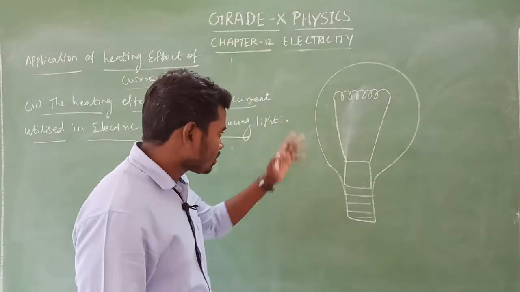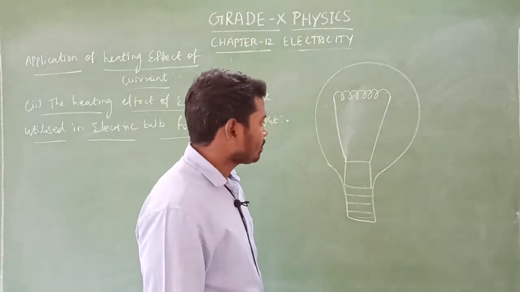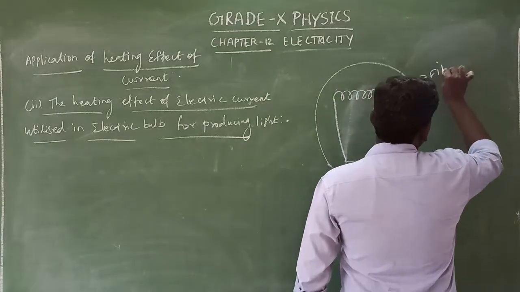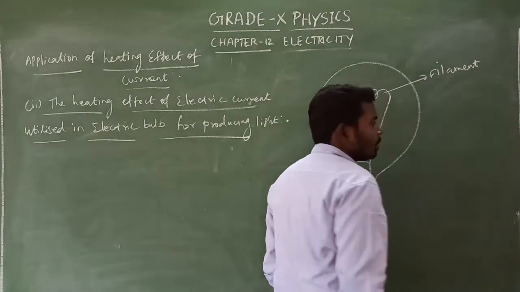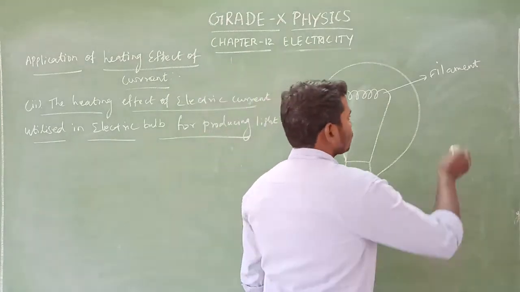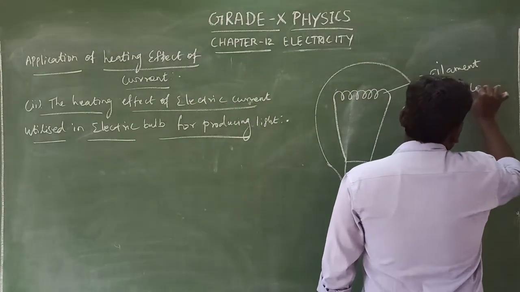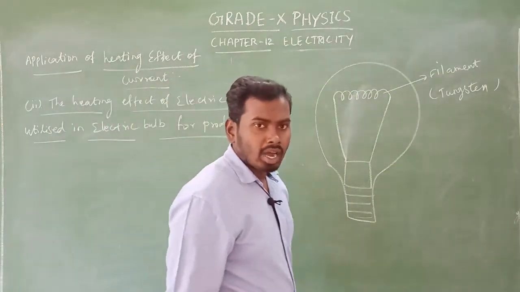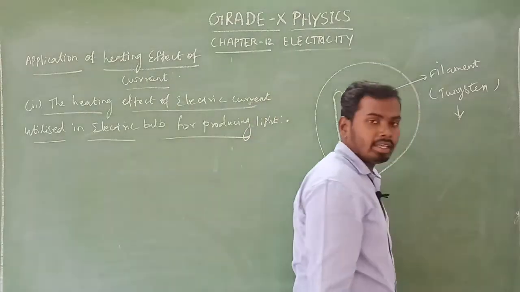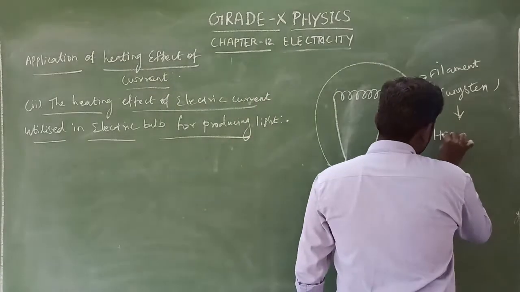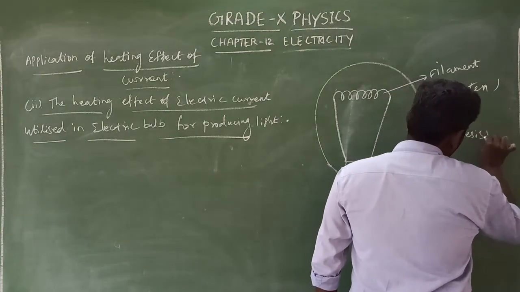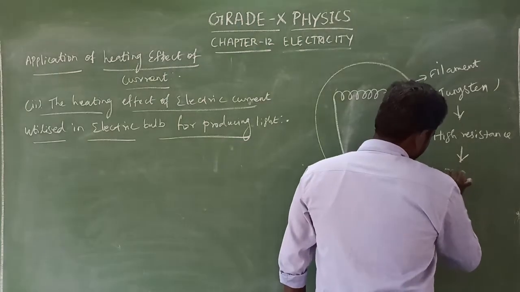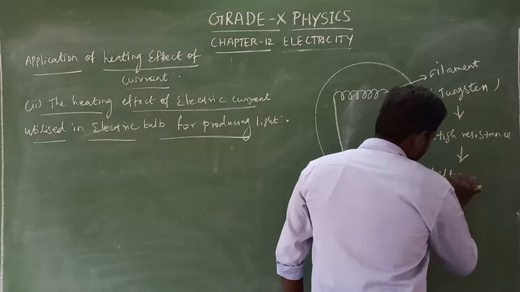Look here. This is the structure of an electric bulb. Inside the bulb there is a filament-like structure. That filament is made up of tungsten. Tungsten has a high resistance value, as well as a high melting point.